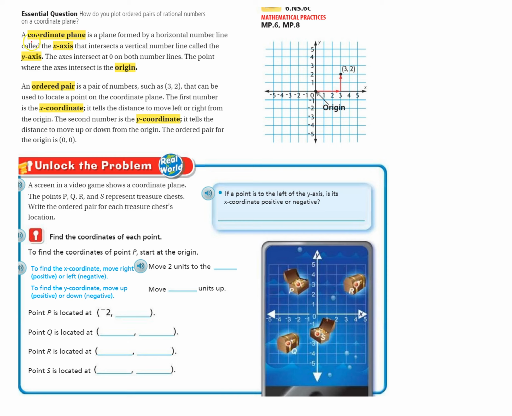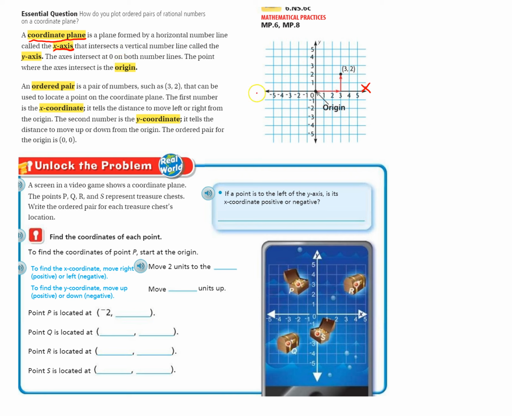Okay, a coordinate plane is a plane formed by a horizontal number line called the x-axis. So this whole thing is a coordinate plane. Okay, this whole thing is a coordinate plane. It has an x-axis and a y-axis. This is what a coordinate plane looks like. Okay, the horizontal number line is the x-axis. So this line is x. This line going across is the x-axis.